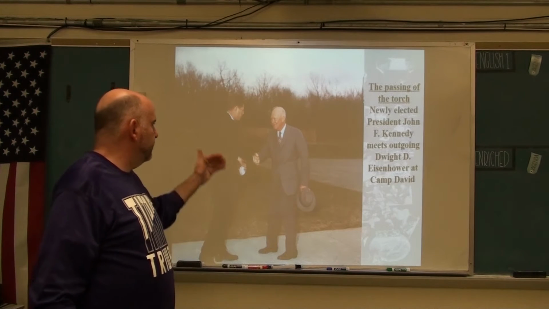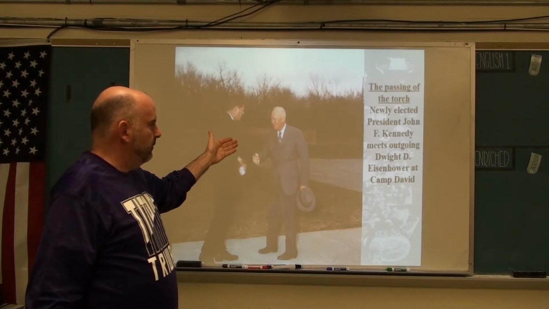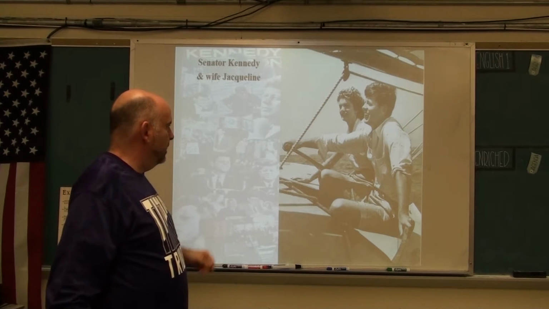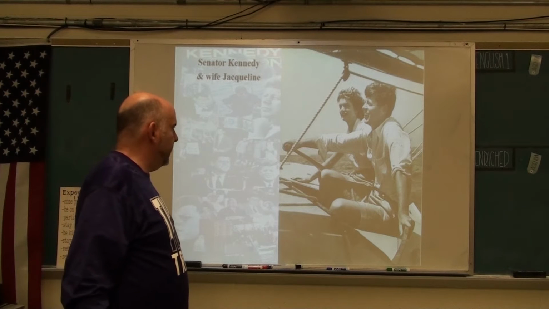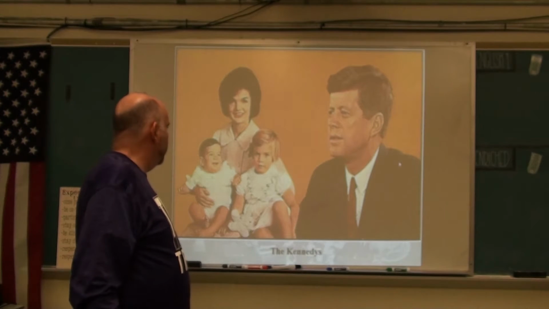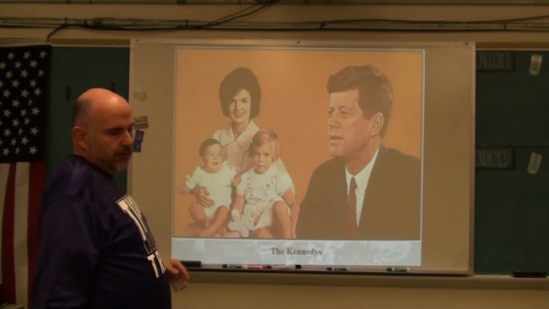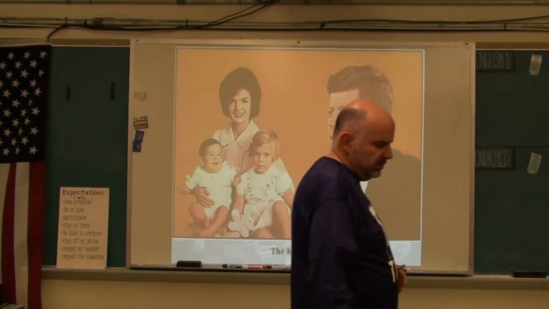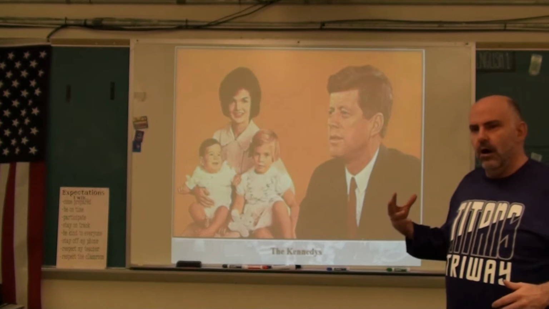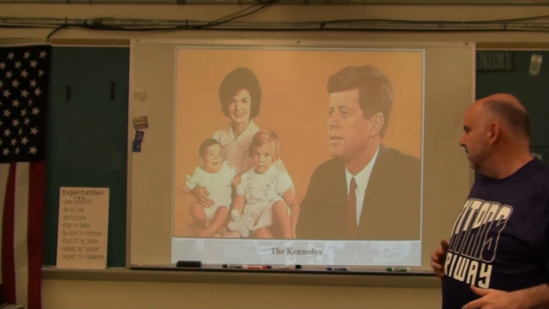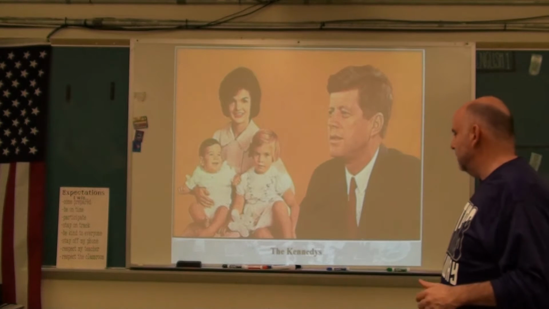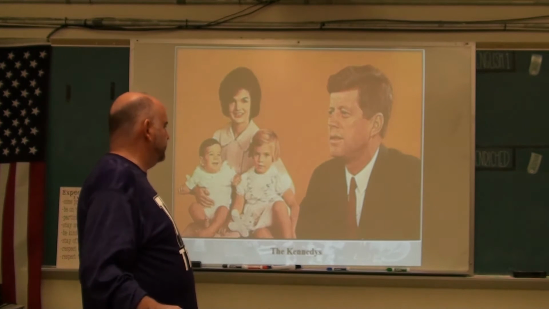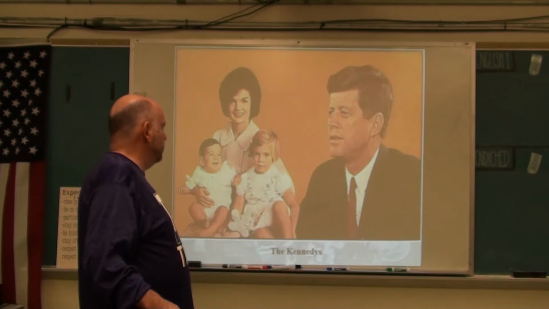So we have the torch passed from the outgoing Dwight Eisenhower to the newly elected President Kennedy. Here's Jack and Jackie Kennedy, young, good-looking couple, sailing. This would usher in their family, John and Caroline, the first time since, I don't know, Grover Cleveland, or Teddy Roosevelt at least, that children were being raised in the White House. So it was this young, hopeful, new frontier, a new outlook, people looking to the future.